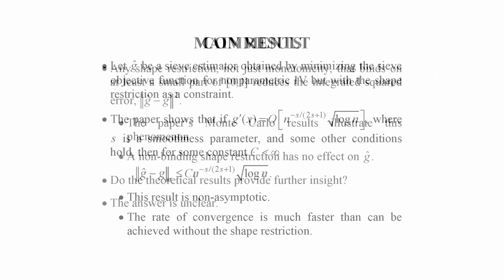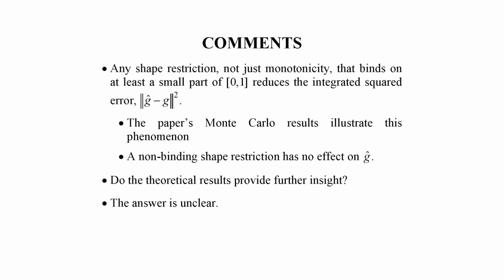Now the question is, what can we make of this? In the first place, any shape restriction, not just monotonicity, that binds in at least a small part of the support is going to reduce the integrated mean squared error. Why is that going to happen? Because estimation amounts to solving an optimization problem.